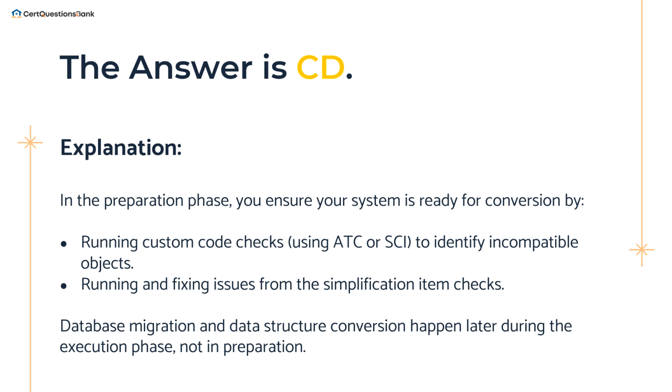In the preparation phase, you ensure your system is ready for conversion by running custom code checks, using ATC or SI, to identify incompatible objects, and running and fixing issues from the simplification item checks. Database migration and data structure conversion happen later during the execution phase, not in preparation.